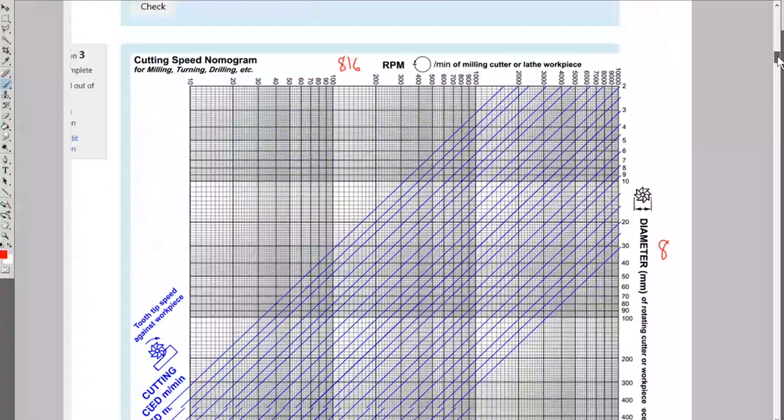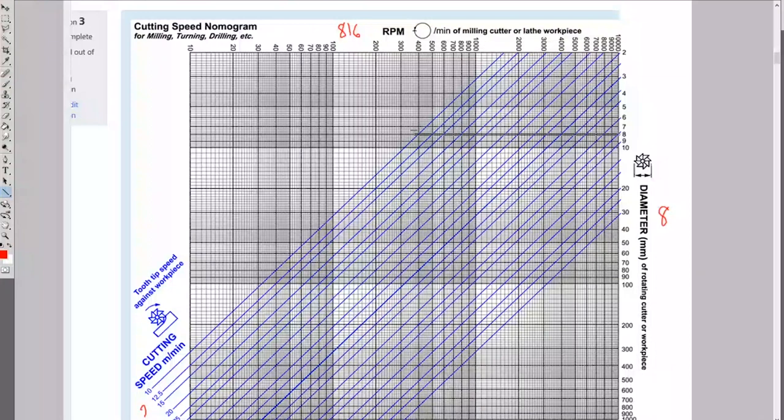Okay, 8 millimeters, we already had that one. 16, which is eight, just slightly over the 800 there. Take this to that intersection point. Bring this one down to about there. So it's 20, maybe 21 meters per minute.